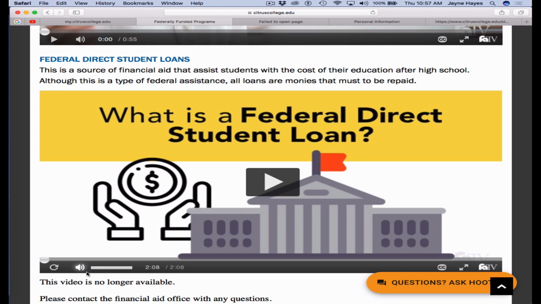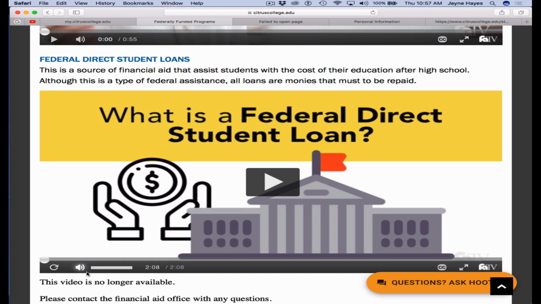So these are examples of the different types of federally funded programs. Again, like the Pell Grant, SEOG grant, federal work study, and also the main one, student loans, which you guys are definitely interested in. These are some of the things that you guys can qualify for, based on the information that you put on your FAFSA and based on eligibility.